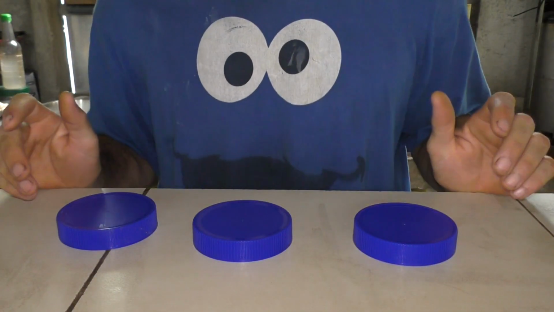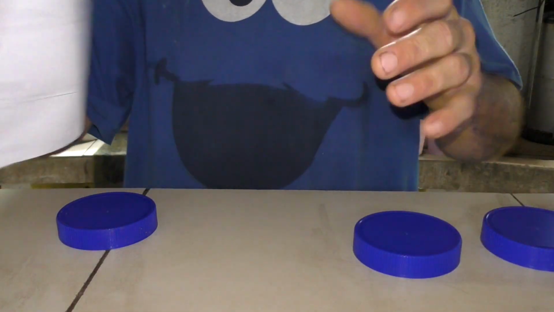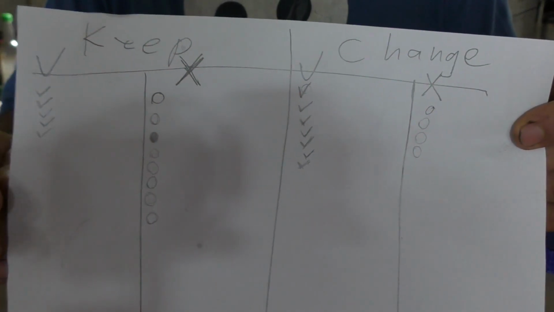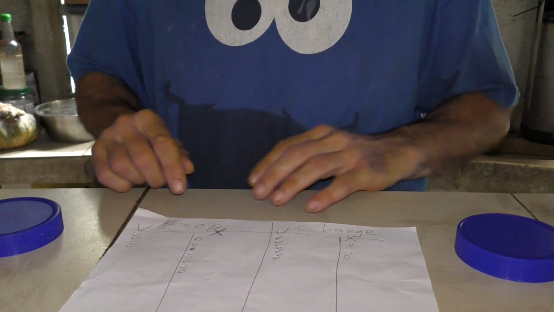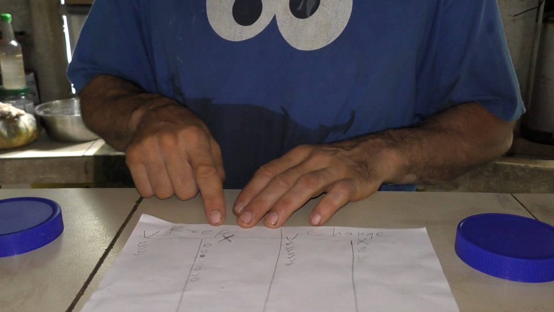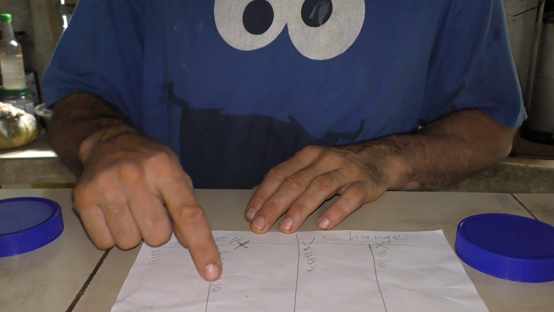How is our chart looking? Like this. Do we have a pattern yet? It appears we do have a pattern. What's the pattern? The pattern is, over here, whenever you keep it, there's a few check marks, but a lot of circles.